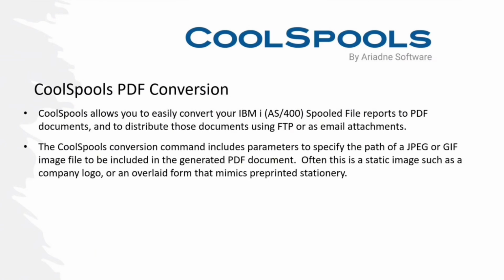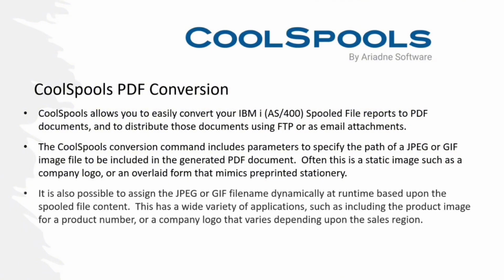The conversion command includes parameters that allow you to specify the path of a JPEG or GIF image to be included in the generated PDF document. And while this is often a static image, such as a company logo or an overlaid form that mimics pre-printed stationery, it's also possible to assign the JPEG or GIF file name dynamically at runtime based upon the content of the spool file. This has a wide variety of applications, such as including a product image based on a product number on the page, or varying the company logo so that it matches the sales region or team.